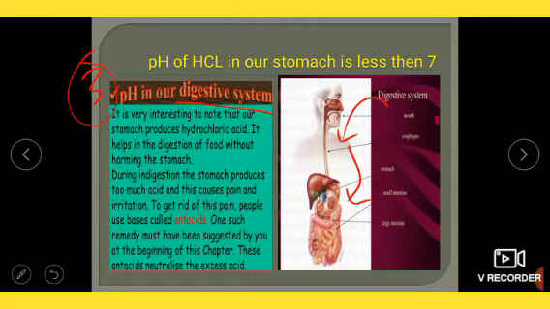It is important. But if the acidity level of HCl is increased by decreasing the value of pH, then it creates indigestion. It is very interesting to note that our stomach produces hydrochloric acid. It helps in the digestion of food without harming the stomach. During indigestion, the stomach produces too much acid, and this causes pain and irritation. To get rid of the pain, people use bases, called antacids. One such remedy must have been suggested to you at the beginning of this chapter. This antacid neutralizes the excess acid.